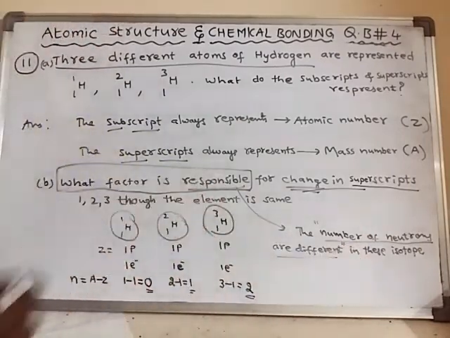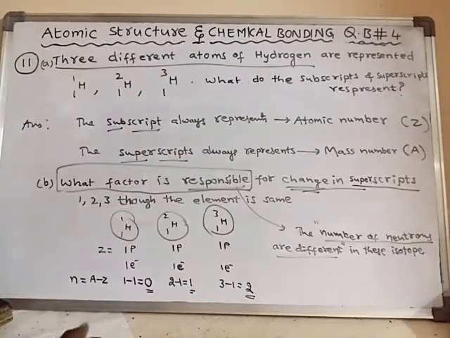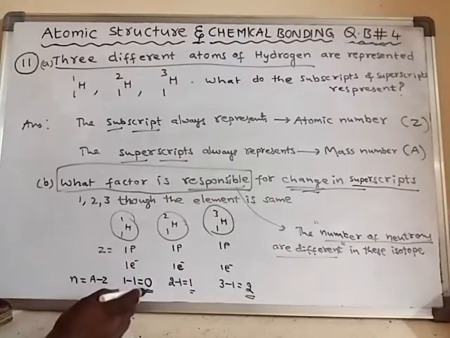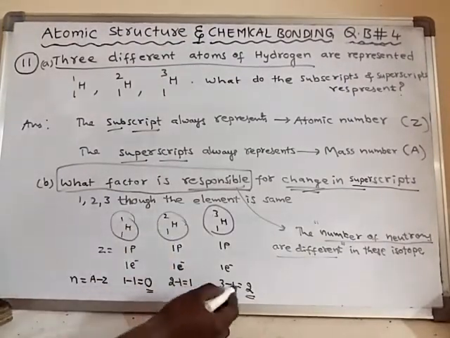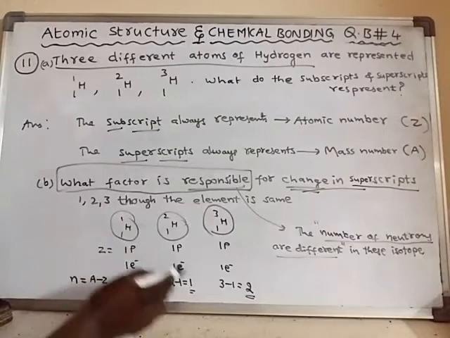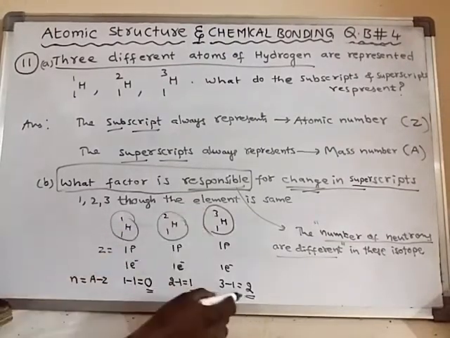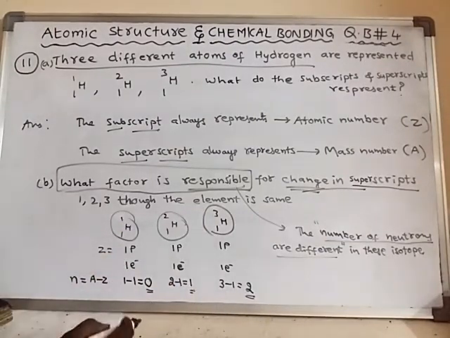What is the factor? The difference in the number of neutrons. So that is the reason. So 1H1 is having 0 neutrons, so that means it does not have any neutron. 1H2 is having only 1 neutron, and 1H3 is having 2 neutrons. So that is the explanation for this question.